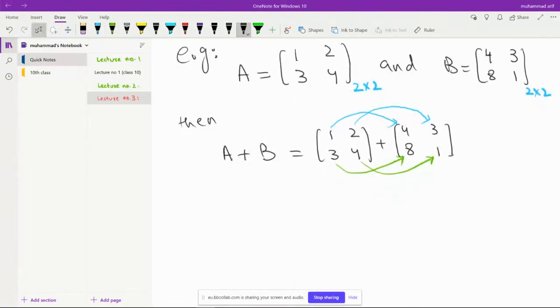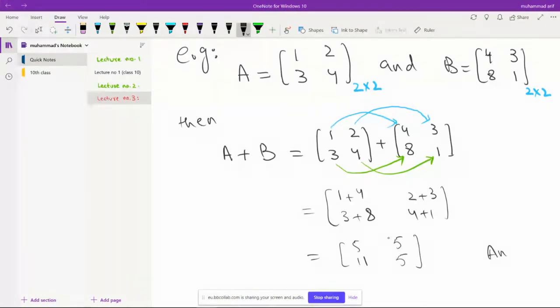Now we solve it. 1 add 4, 2 add 3, 3 add 8, 4 add 1. It becomes 5, 5, 11, 5. Here's the required answer.